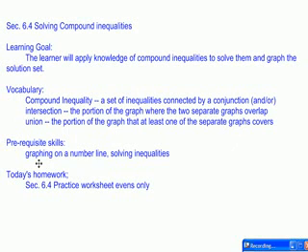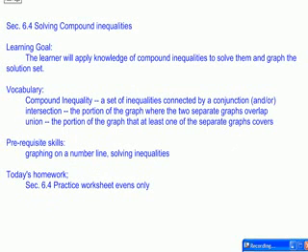All right. Our prerequisite skills: you need to know how to graph on a number line, and you need to know how to solve inequalities, which is what we did in the first 3 sections of this chapter, so you should know that. Your homework today will be section 6.4, practice worksheet, evens only. Only have to do evens.